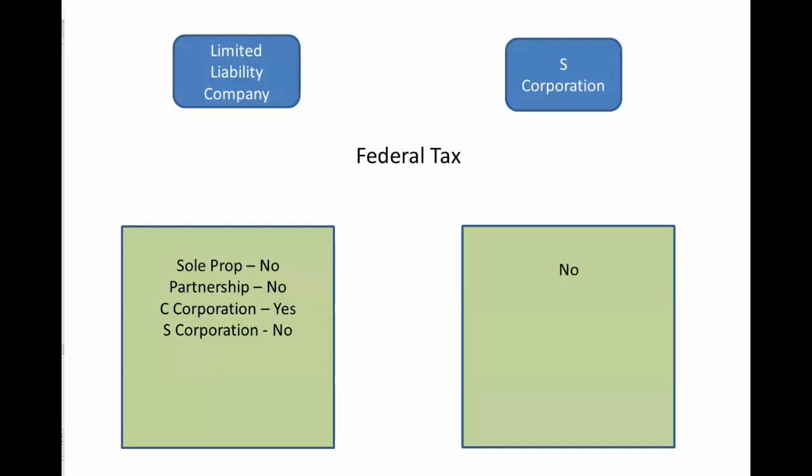How about federal tax? If you're in a limited liability company, depending on which one of the tax elections that you made, you'll be taxed accordingly. For example, sole proprietor, no federal tax. Partnership, no federal tax. S corporation, no federal tax. It all passes through to your own individual return. However, if you choose C corporation, why then, of course, you are going to have tax issues.